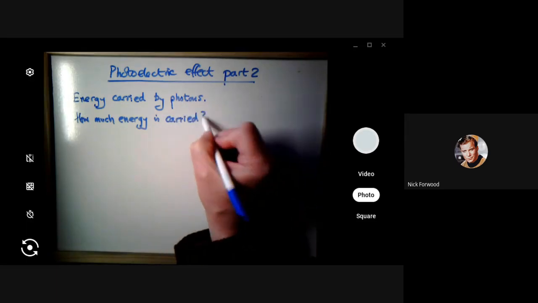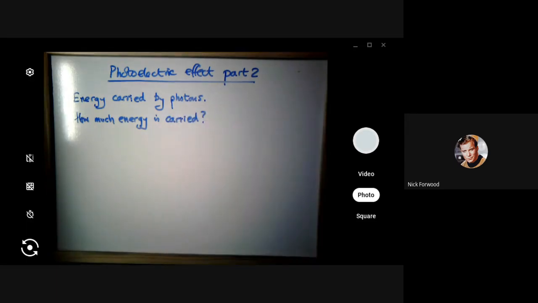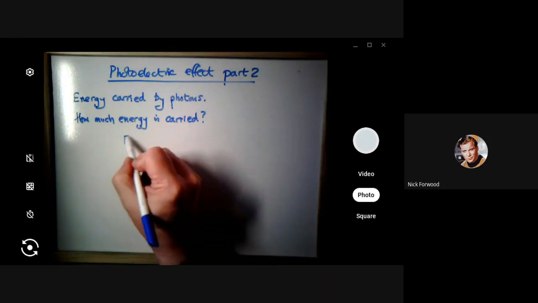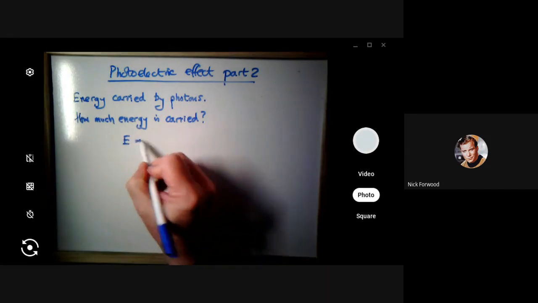So we know that energy is carried by photons. Just how much we can work out in terms of numbers. So let's have a look. Here we go. Energy is proportional to frequency.